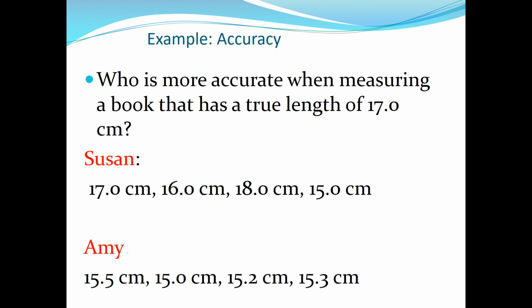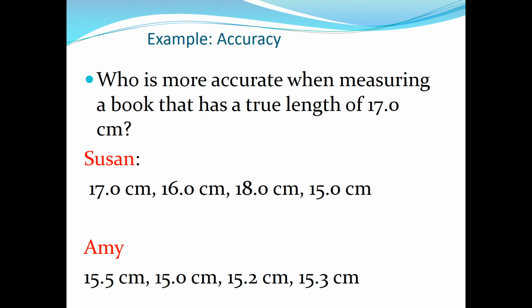So who is more accurate when measuring a book that has a true length of 17 centimeters? Looking at these numbers, Susan is 17, 16, 18, 15. The difference between 15, our lowest measurement, and the true length is 3 centimeters. So she's roughly around 3 centimeters of accuracy. Or precision, I should say. And Amy is 15.5, 15, 15.2, 15.3. Not a lot of variety in her amounts. So who is more accurate?